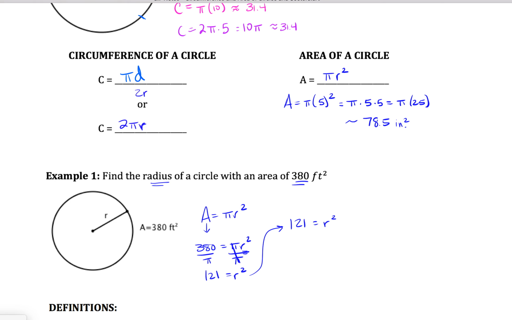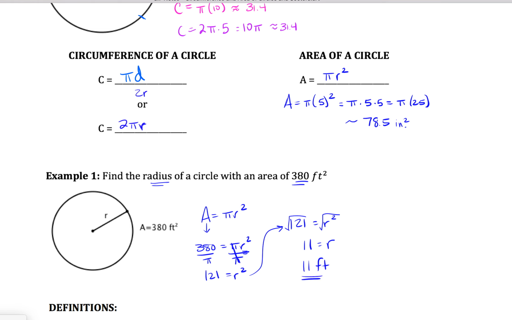It's r squared. So to get the r by itself, I need to get rid of this squared right here. I don't divide this by 2. What I do is take the square root of both sides. The square root of r squared just leaves me with r. The square root of 121 is 11. So the radius of this circle that has an area of 380 square feet would be 11 feet.